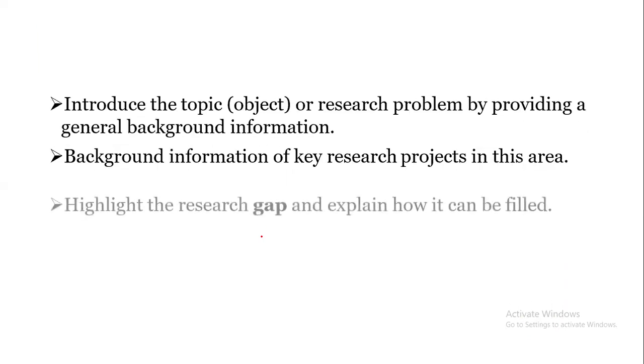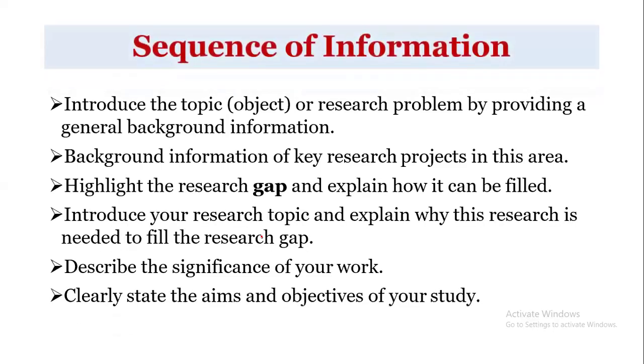So, as I have mentioned previously, the sequence of information must be as follows. Firstly, you have to describe the research problem. You have to give the general introduction or describe the research problem by providing the general information. Second, you have to provide background information or the research projects in this area. You have to highlight the research gap and explain how it can be filled. You have to introduce your research topic and explain why this research is needed to fill the research gap. Describe the significance of your work and clearly state the objectives of your study.